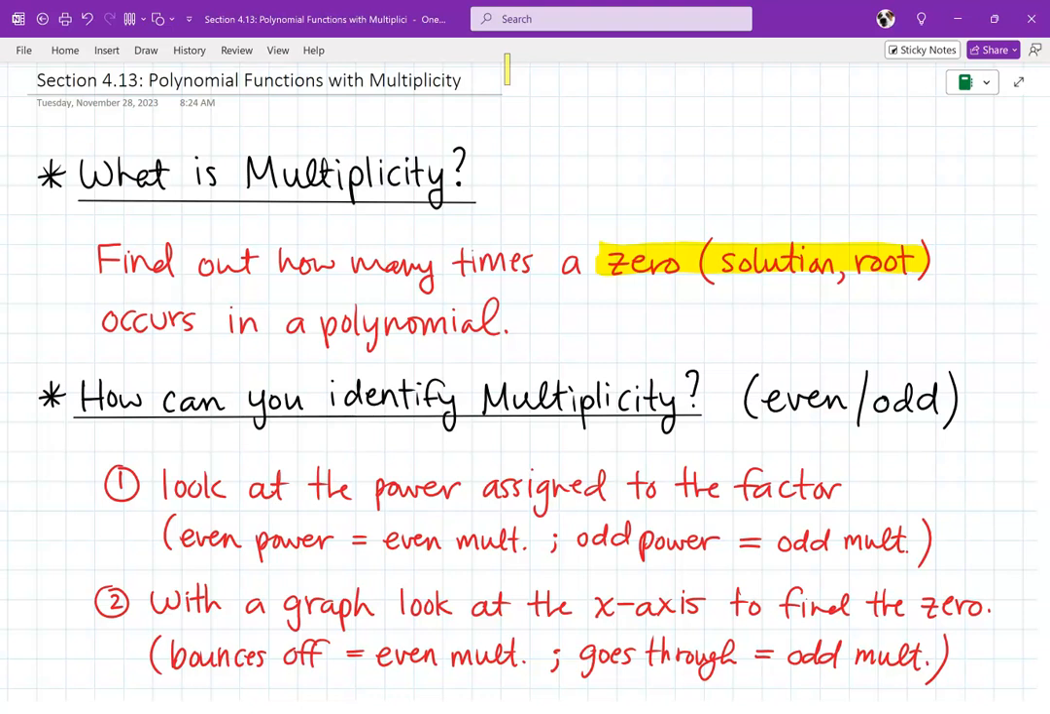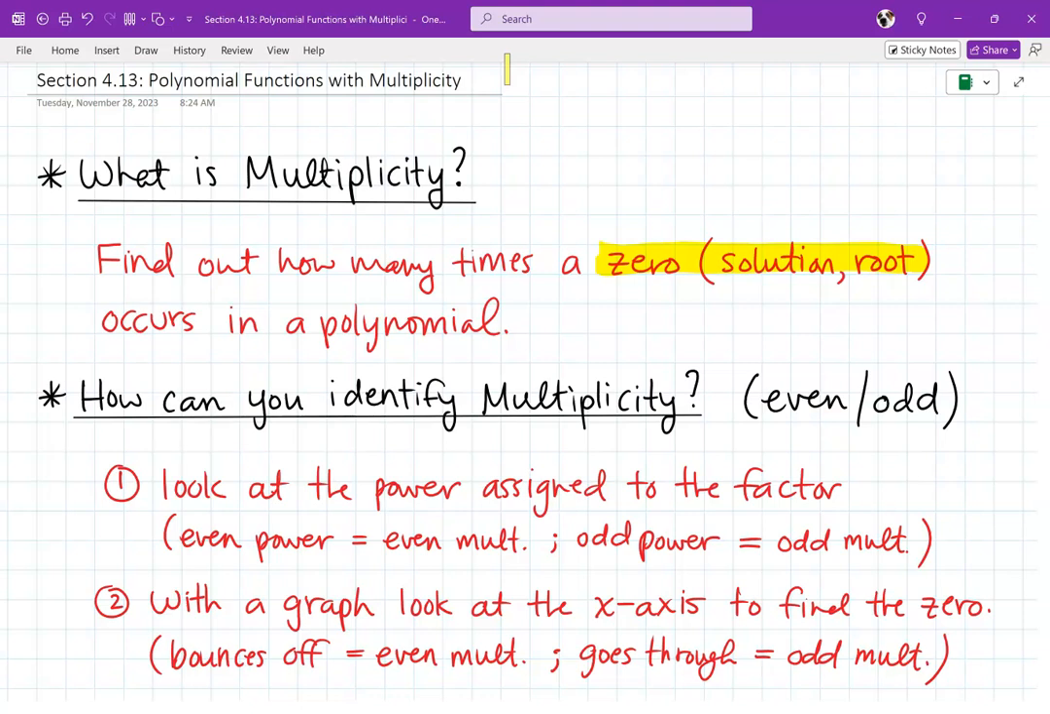If the powers are even, like 2, 4, 6, 8, 10, then you say it has even multiplicity. If the powers are odd, so a 3, 5, 7, or even a 1, then you say it has odd multiplicity. If you're looking at a graph, which is easier, all you have to do is look at where it crosses the x-axis. You find the zeros on the x-axis.